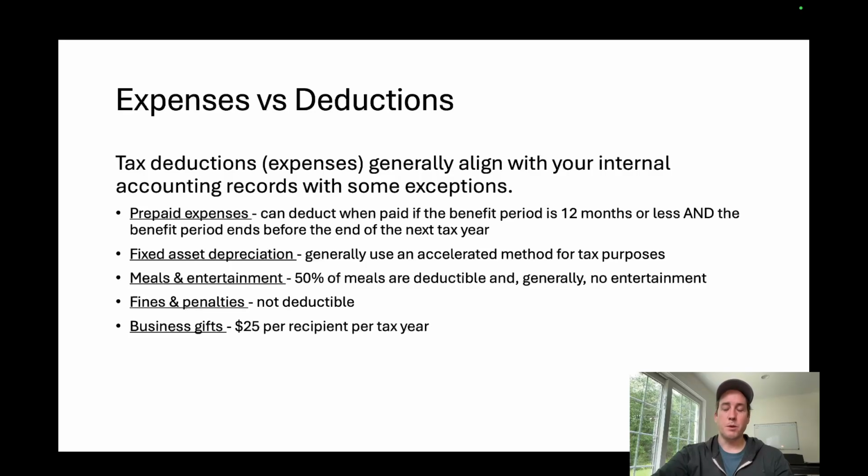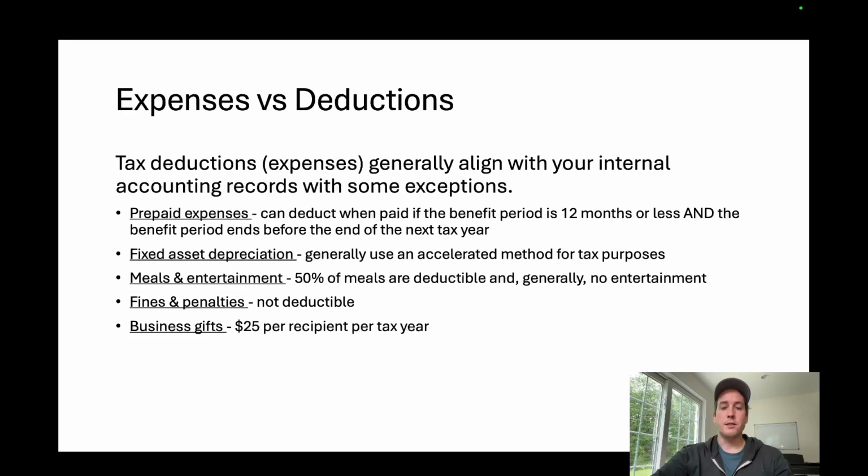However, for tax purposes, the government wants you to invest. They want small businesses. They like small businesses. They want them to grow and thrive, and so they give you a benefit if you purchase equipment.